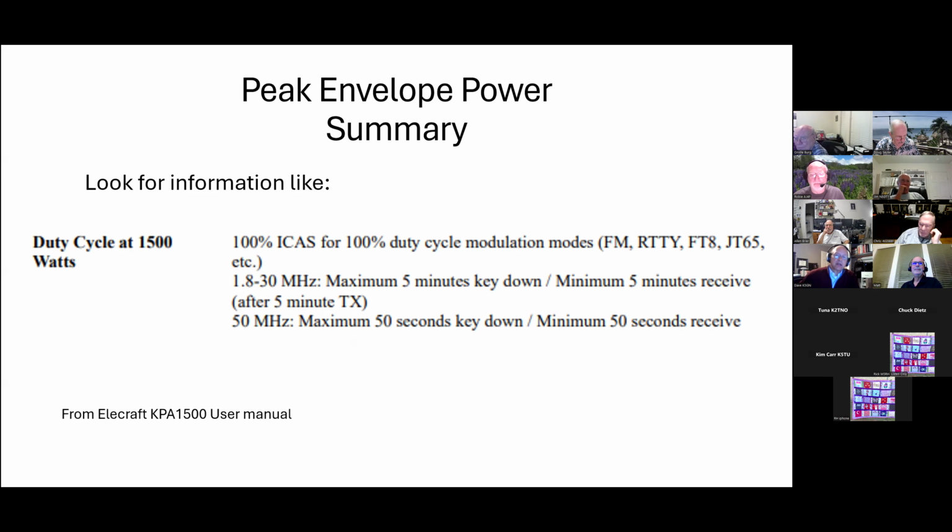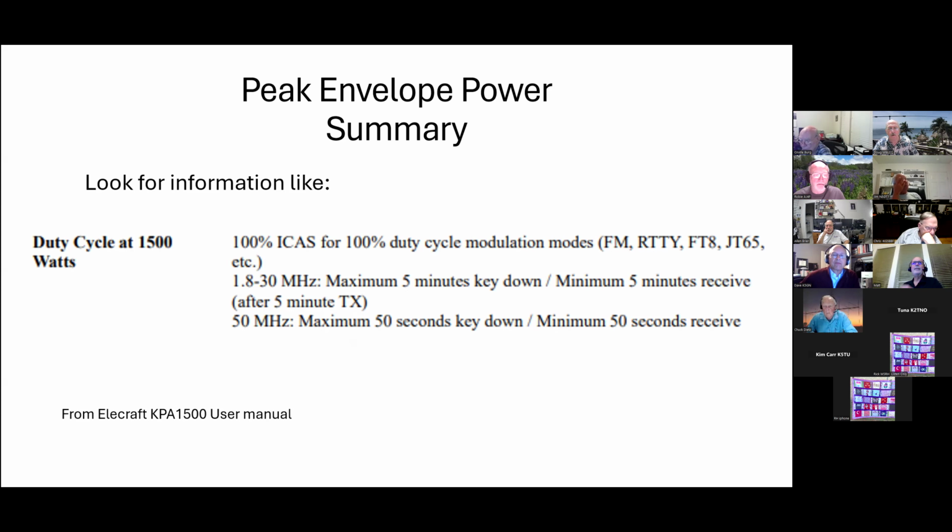But that's if you have a 50 ohm load. If you have high SWR, that's derated significantly. And so you might want to talk about the effect of being away from 50 ohms and what that means.